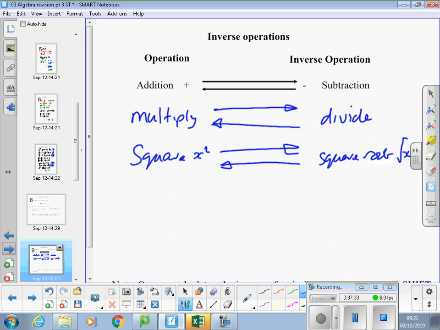All right. Anyone know any more? Yep. So x to the n, as any index, it's the nth root.